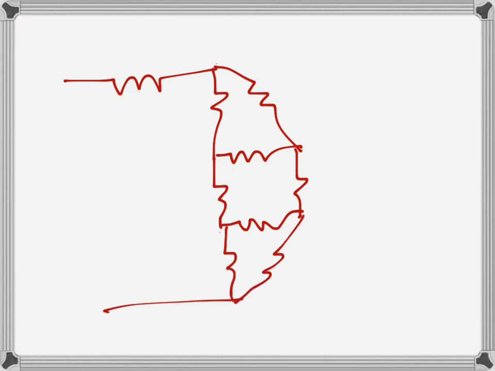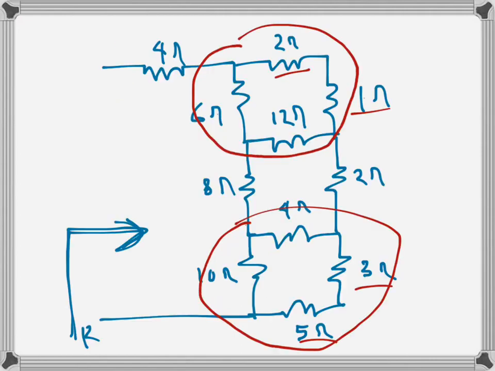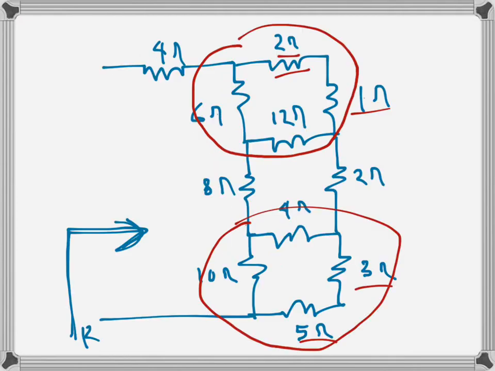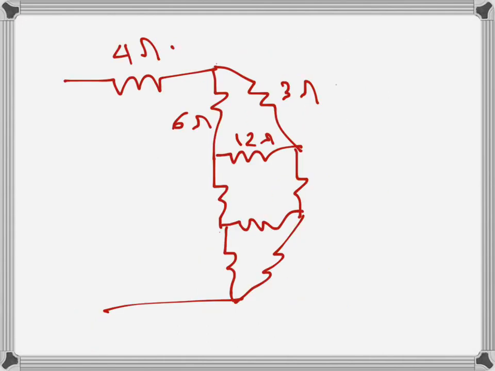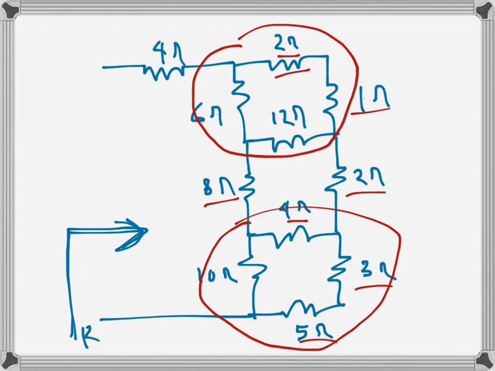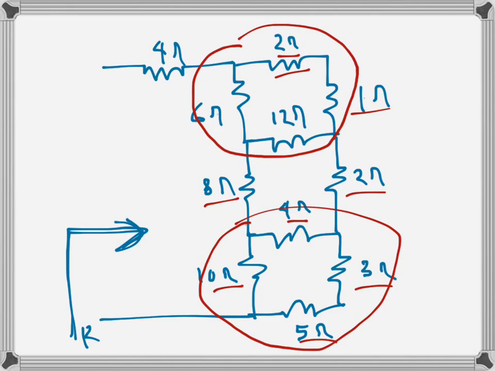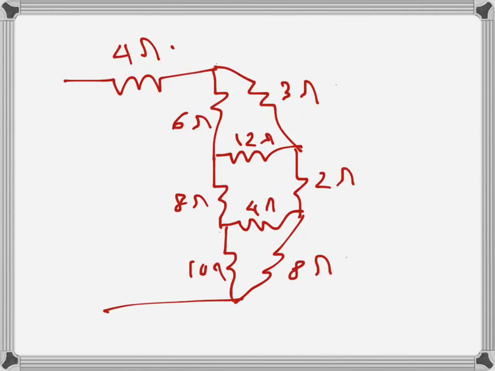So this is our 4 ohms. Fine, we have 6 ohms, 12 ohms, so 6 ohms there, 12 ohms there, and these two added, so that's 3 ohms there. And then we have 8 ohms, 2 ohms there, 8 ohms, 2 ohms there, and we have 4 ohms here, 4 ohms here, 10 ohms there, and finally we have 5 plus 3, 8 ohms there. So like that. So we have now identified the deltas.